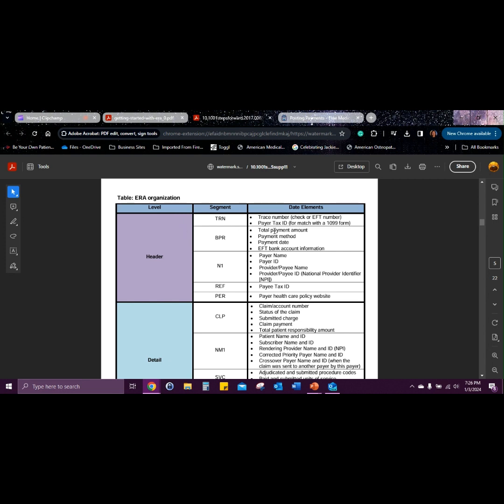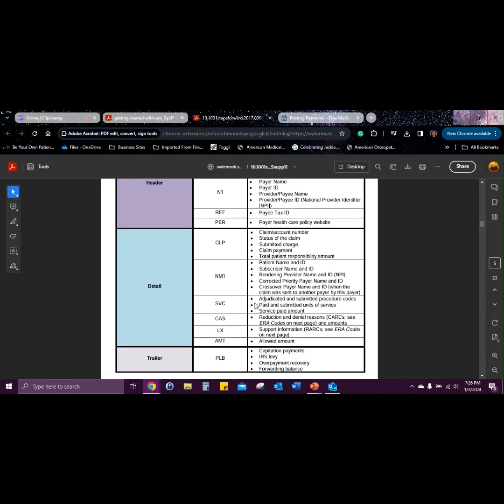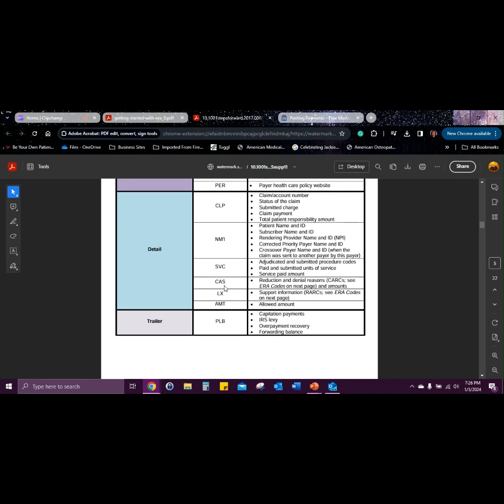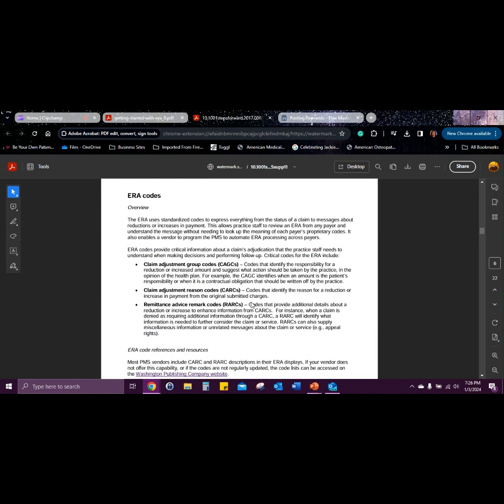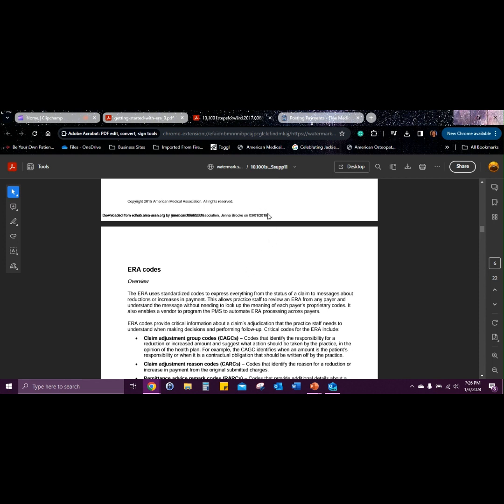So you want to understand what these mean and what information is on an ERA so you know what's on there. Here's that CAS code I was talking about, the reduction or denial reasons. There's remark codes. It's very helpful. So I would definitely encourage you to look at this document, bookmark it, and reference it. It looks like they did a really nice job. It's older, but that doesn't mean it's not still applicable.